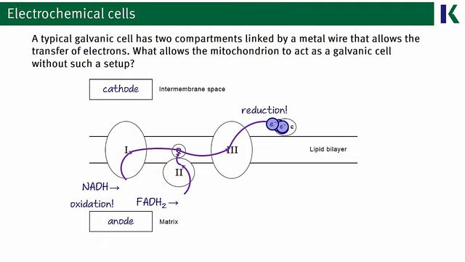So we see here the mitochondrion has compartments analogous to those seen in electrochemical cells, and electrons flow from compounds with lower to higher reduction potentials, which makes the mitochondrion analogous to a galvanic cell rather than to an electrolytic cell.